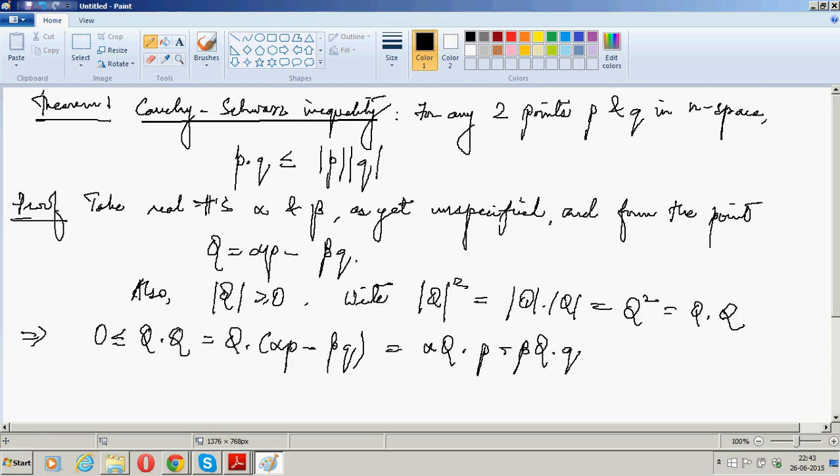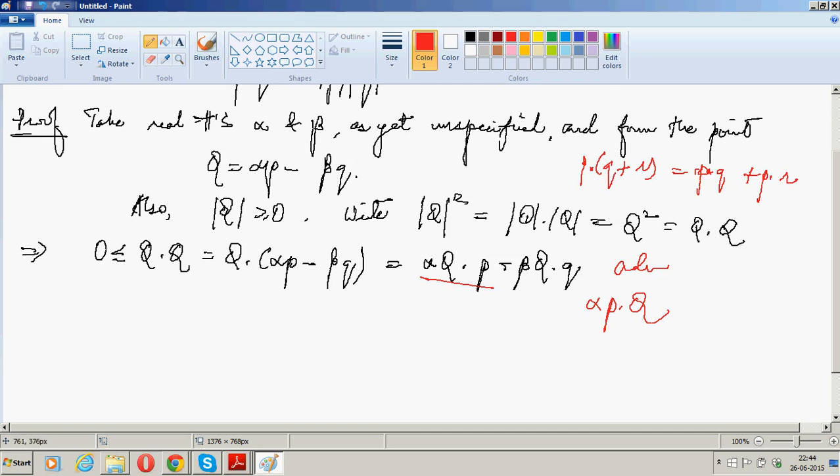Remember one thing here very well, which I think you know. I have written this in a particular order. See, I pulled out alpha and I wrote Q dot P. I didn't write alpha P dot Q. Did you notice it? Yeah, the order has been maintained based on this law. What does it say? P dot Q plus P dot R. So we have to maintain that order. Okay?